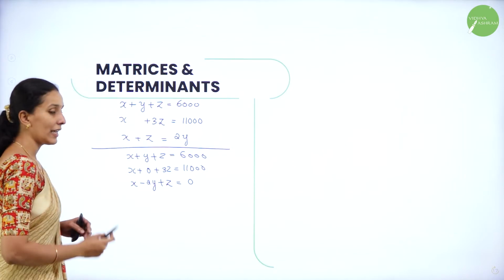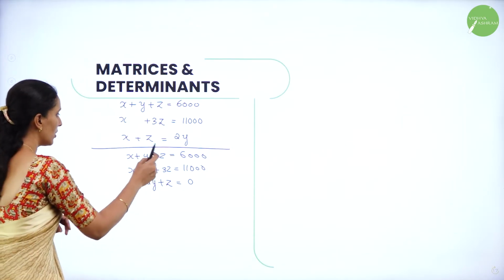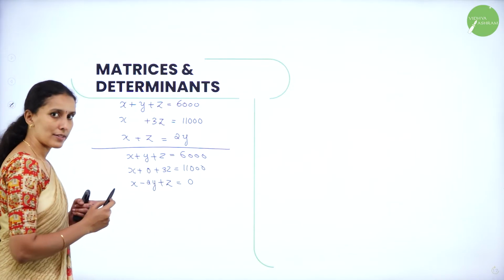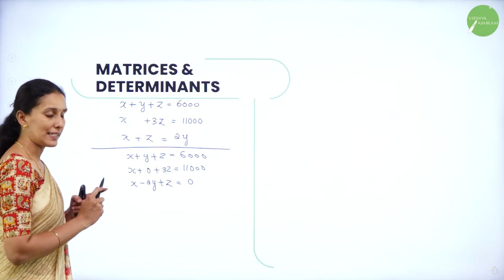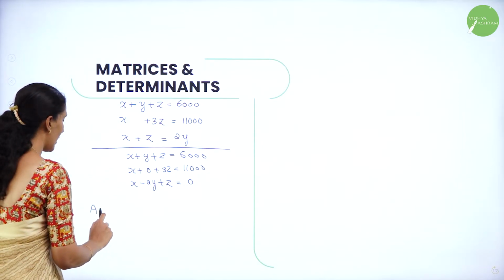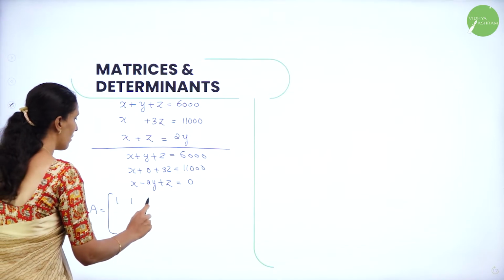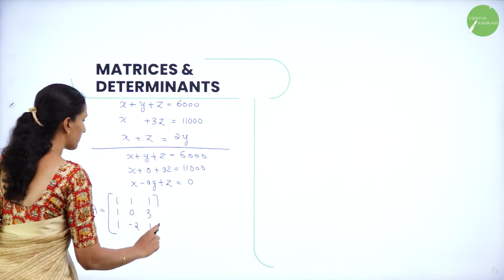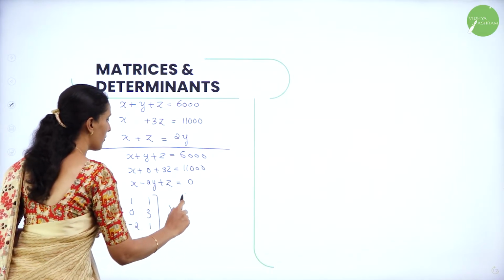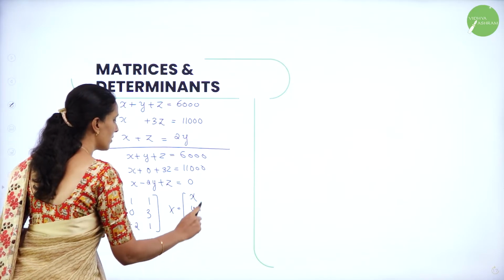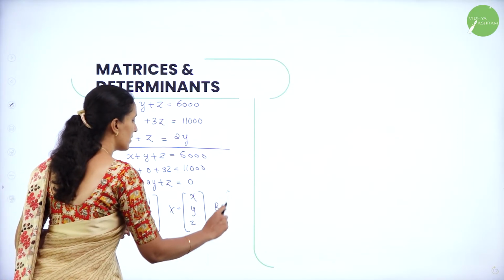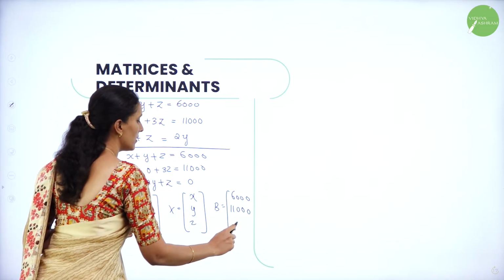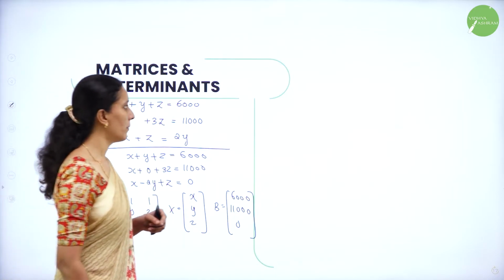Now, let us write this in terms of matrices. The coefficients of x, y, z I can write as A, and the constants I can write as B. The variables I can write as X. So, let us take matrix A is equal to [1, 1, 1], [1, 0, 3], [1, minus 2, 1]. And X is a matrix of x, y, z, and B is 6,000, 11,000, 0.